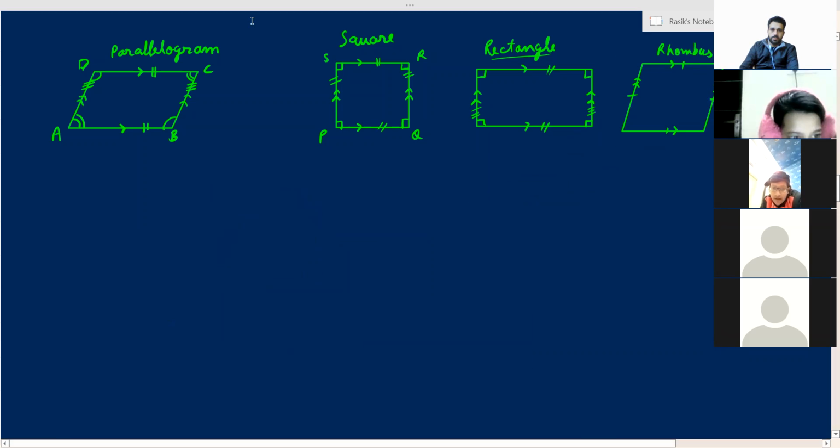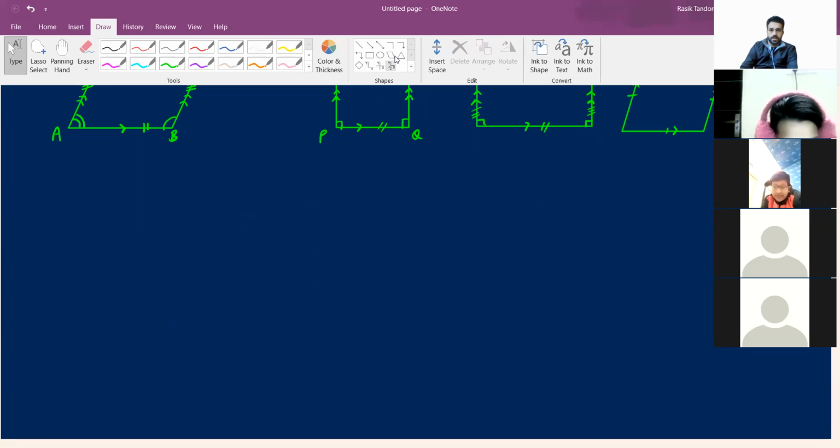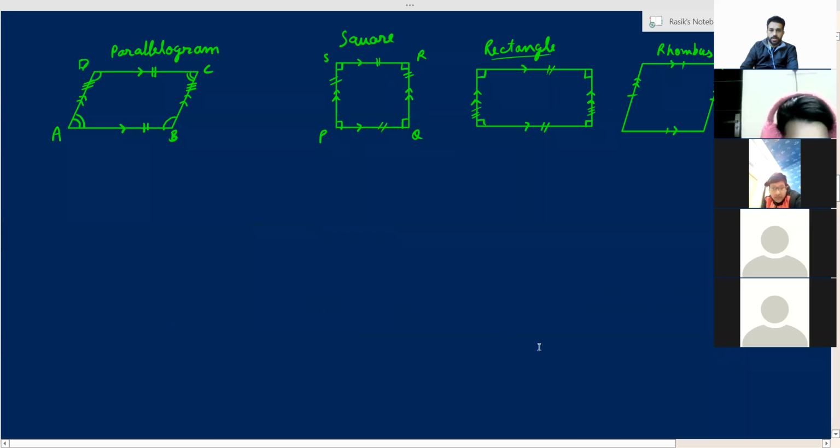Last one is a trapezium. Trapezium figure is there in this or not? No, it is not there. But don't worry, I am there. Everything is possible for me.